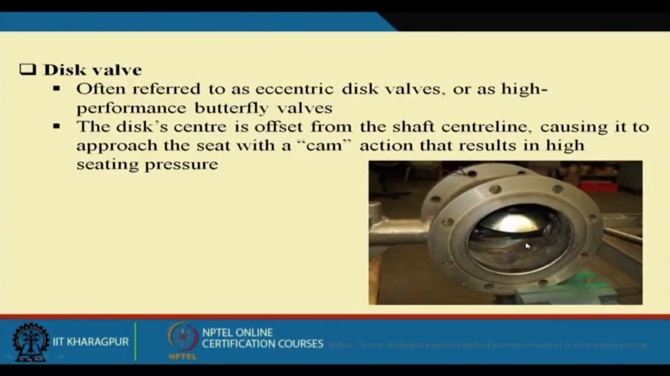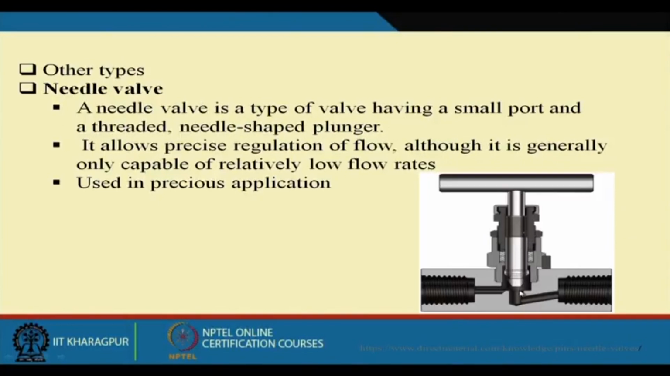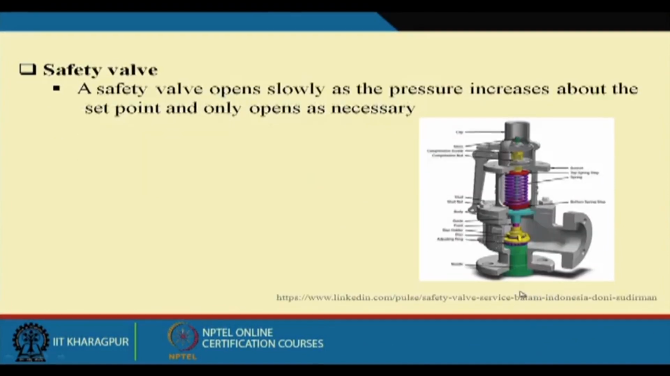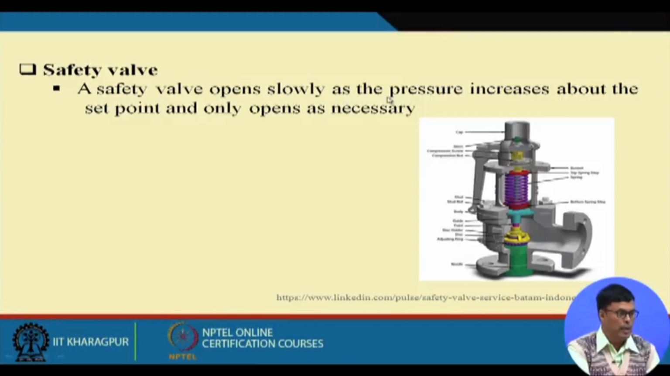This is also similar in nature. The needle valve, you can see that we put a needle here. This is used for minute control. Then the safety valve, as I told you, has a spring that gives a pressure here. It can withstand a certain pressure. If the pressure is above this, then the spring will go up and the pressure will be released. The safety valve opens slowly as the pressure increases above the set point and only opens as necessary. So this is how the safety valve looks.